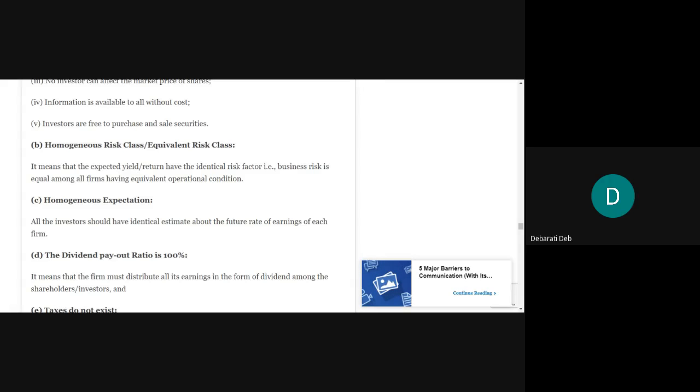What does it mean? It means that the expected yield or return have the identical risk factor. That is, business risk is equal among all firms having equivalent operational conditions. This is to some extent correct also, because if you are dealing with a similar type of product in a similar type of market and there are n number of firms, all will have an identical risk factor, right? Their business risk will be equal. So the second assumption says that there is prevalence of homogeneous risk class within the market.